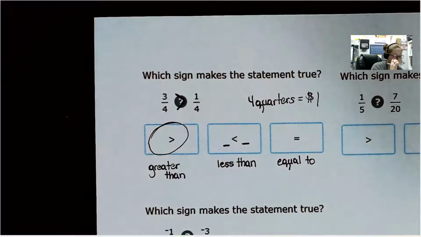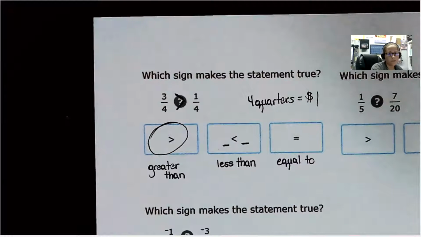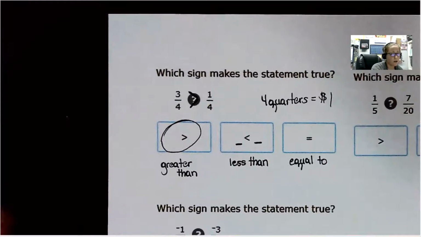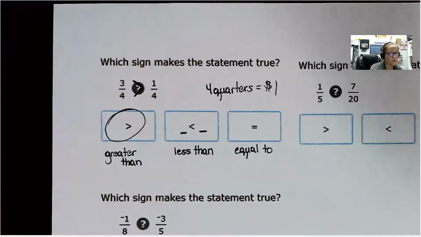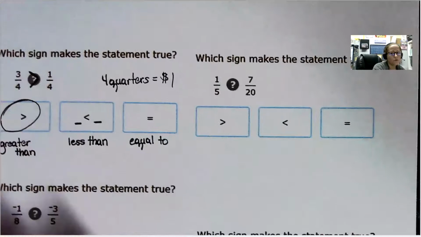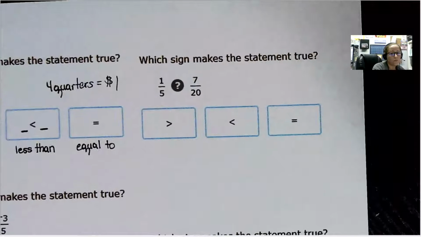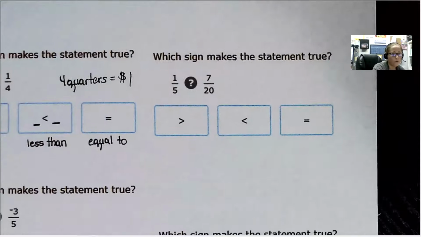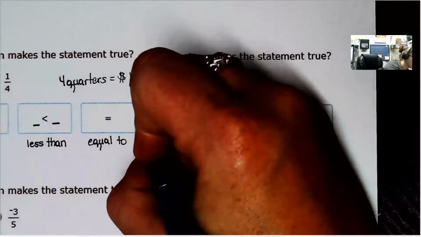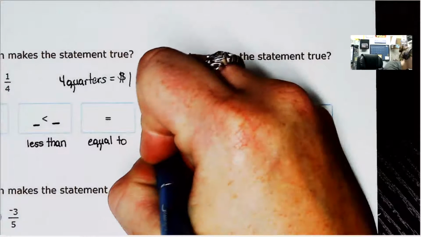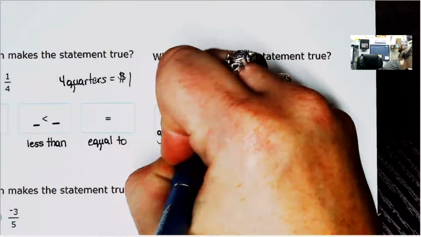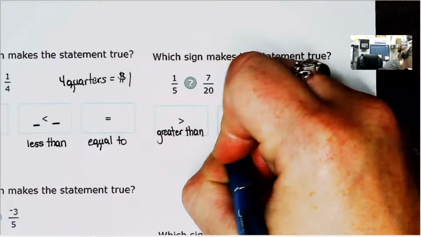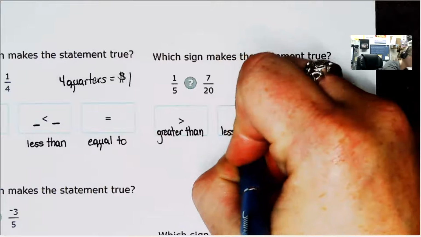Let's skip over to another question. That was a pretty simple one. Now we want to take a look at questions that might be a little bit more challenging. So we're looking at this question here. Same thing: we've got to figure out which sign is going to make this a true statement. We've got the greater than, the less than, and the equal to.